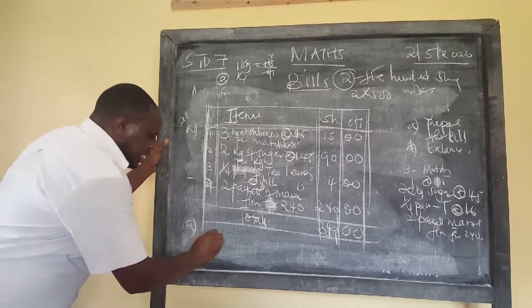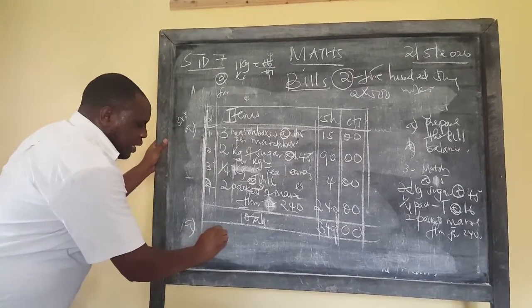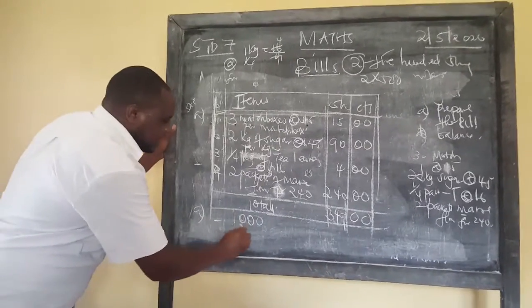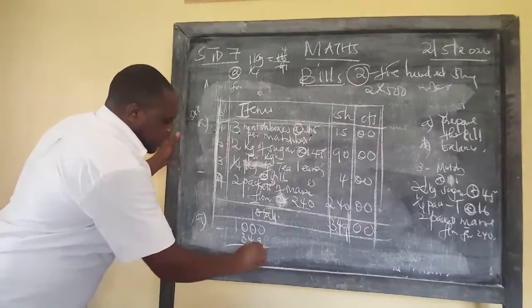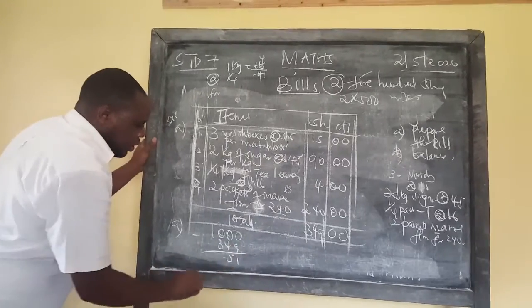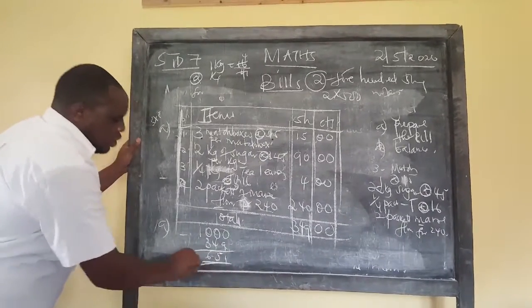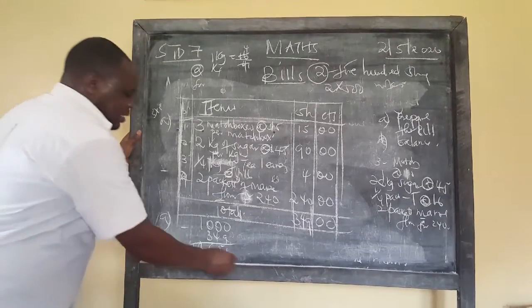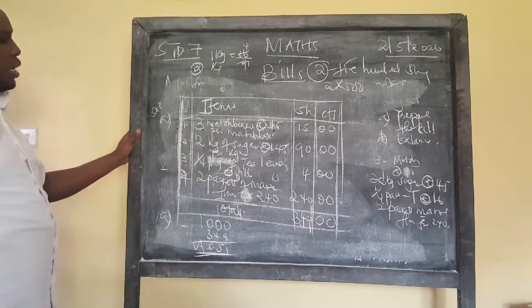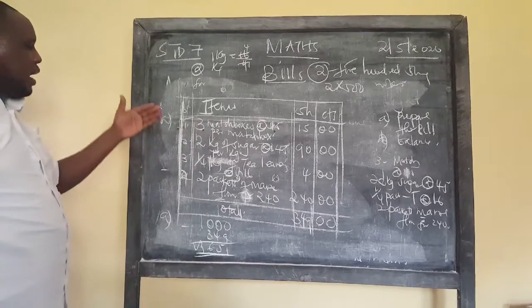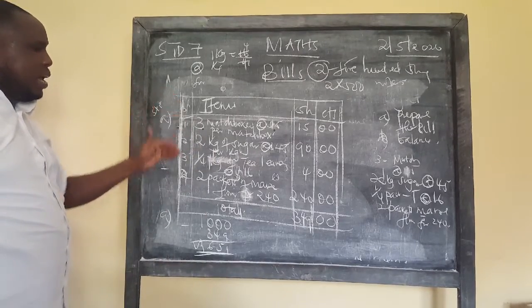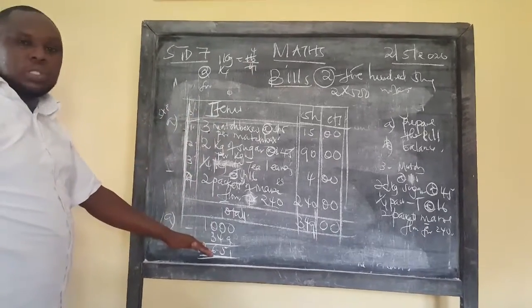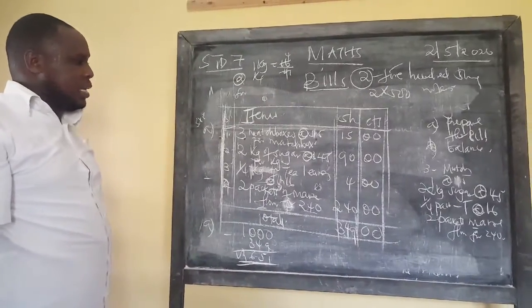So after buying the items, the balance should be the total cash that he has, subtract the expenditure, which is 349. You get 651. So 651 shillings was the balance. That is the balance that was given out after buying all these items. So you have answered question number 1 and number 2: preparing the bill first and then working out the balance. That's how you get it, learner.